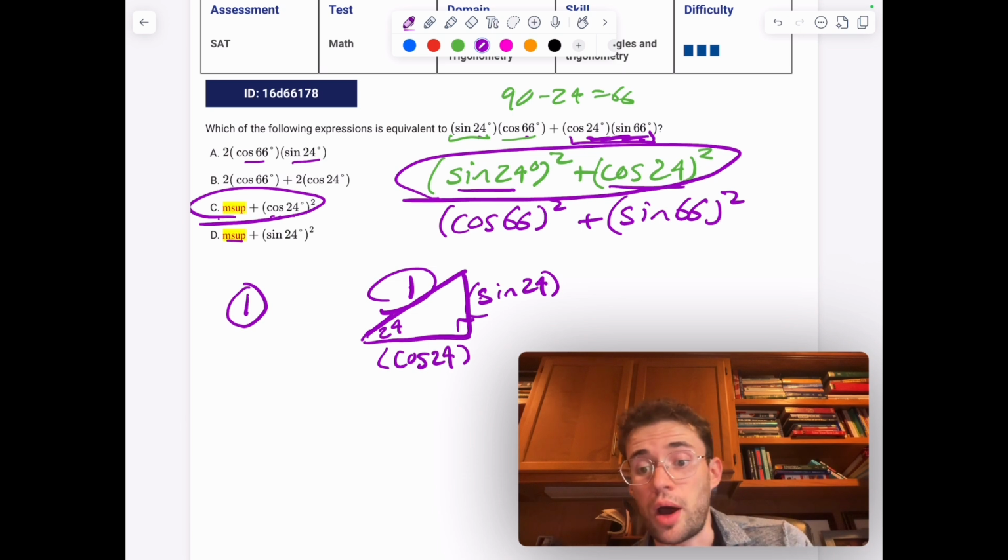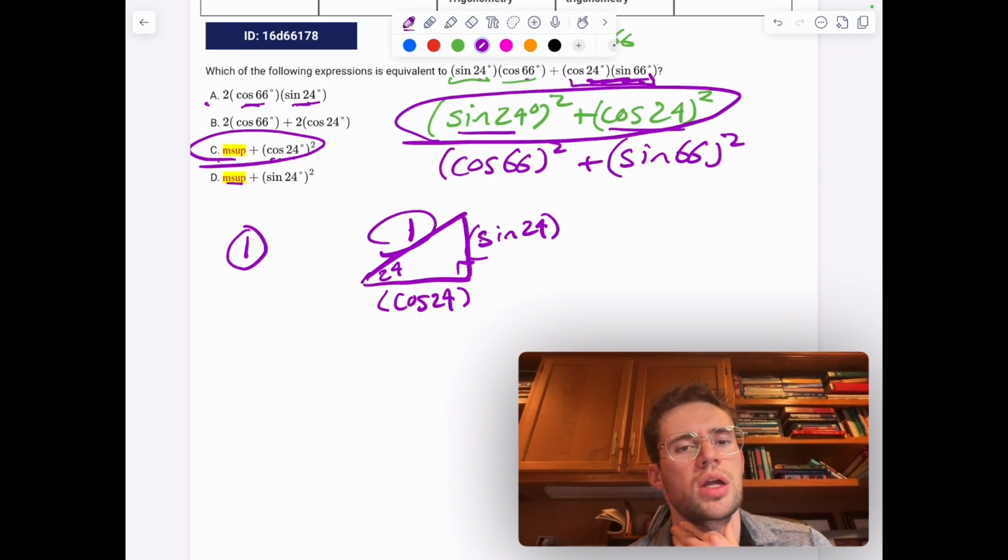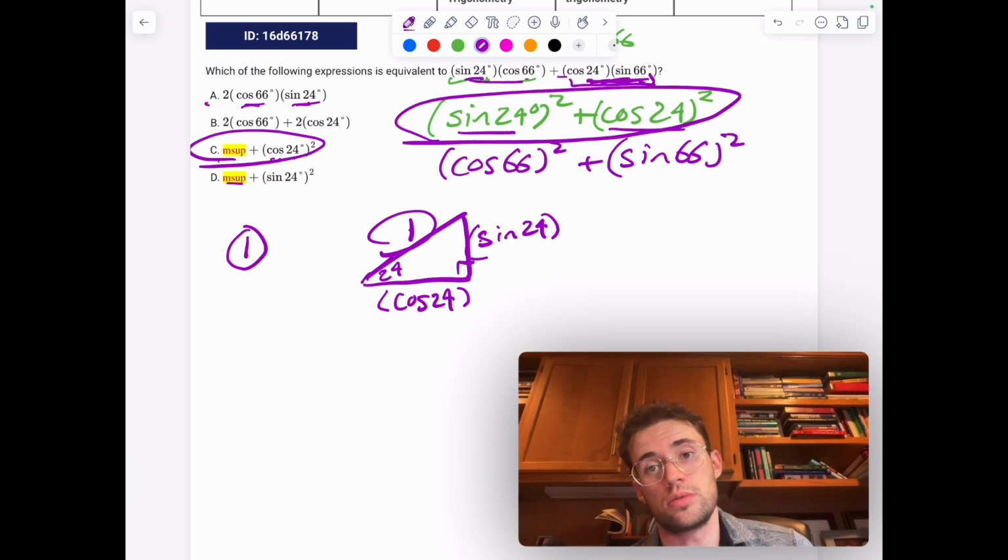But they could have also made it 1, right? This is kind of implying that the two are equal to each other, because you're just doing this one plus this one, so 2 of them. But they're not. Sine of 24 is not equal to cosine of 24. It's equal to cosine of the complement of 24, so cosine of 66. So that one's not true.